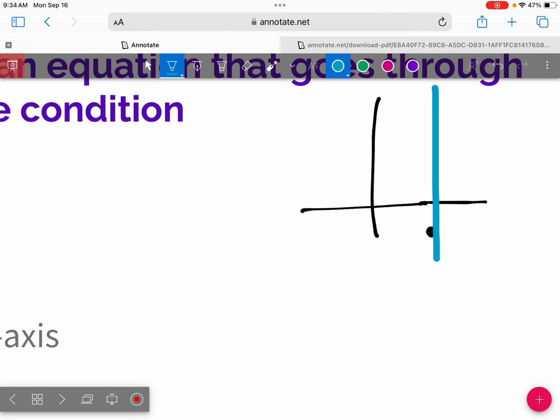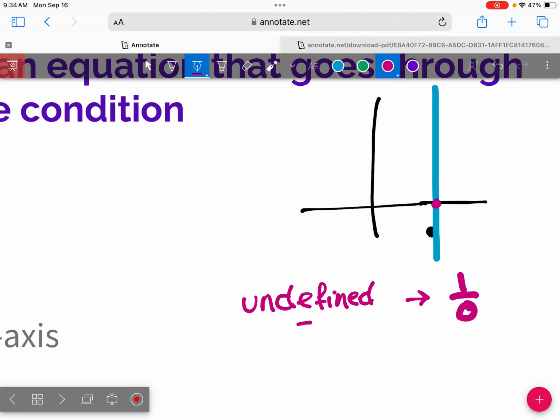Zero is when it goes straight sideways. So right, it rises 1. How many over did it go? 0. 1 over 0. What's my slope? Can I divide by 0? No. So it's undefined. Vertical lines have an undefined slope. I can't divide by 0. It breaks all the math rules.